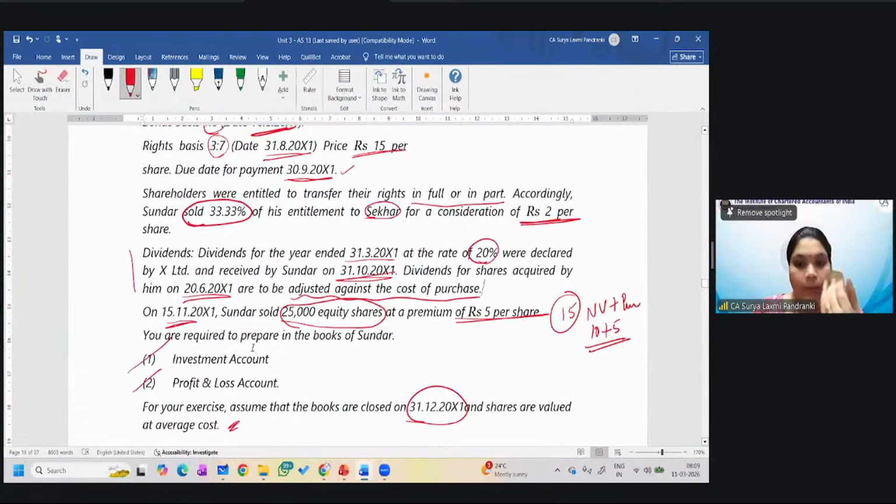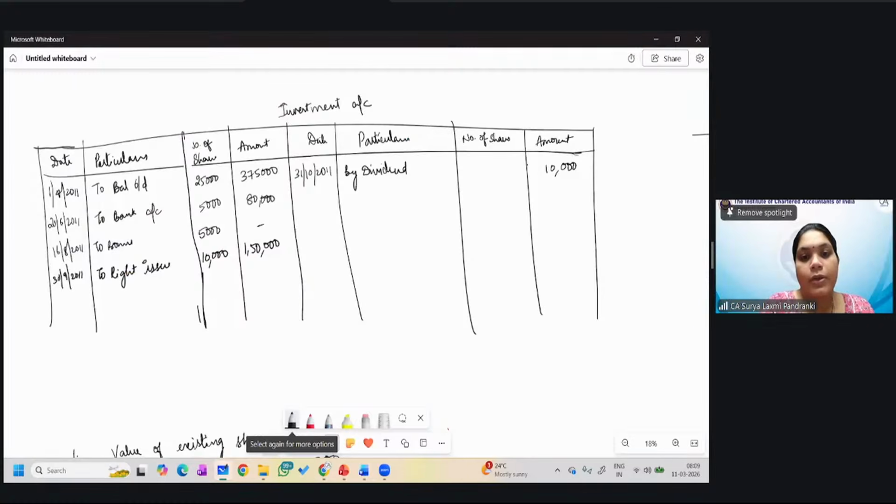Okay. Next is what? Next is sale. So how many shares did we sell? We sold it on 15 November 2011. We sold 25,000 shares at 15 per share. So next one is by bank account on 15/11/2011.